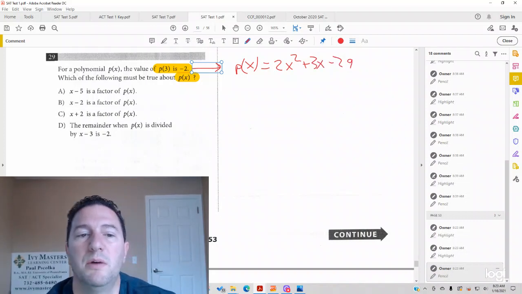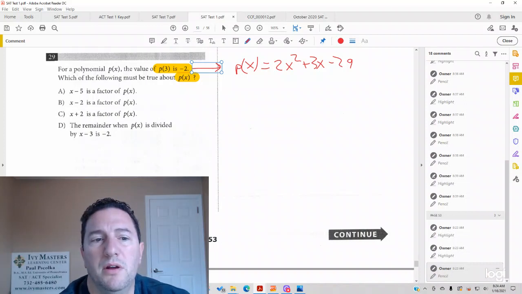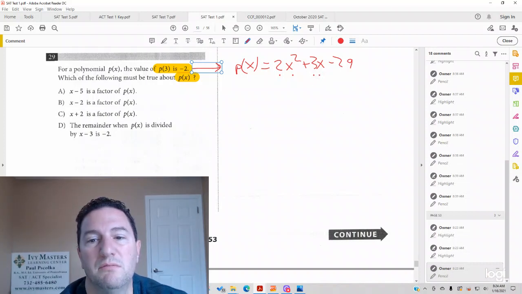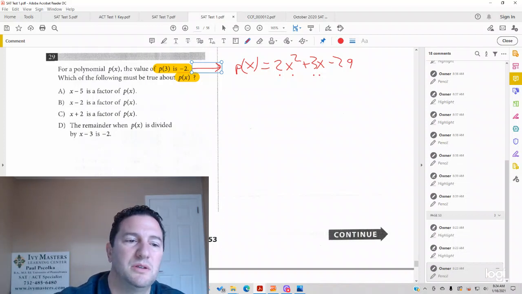Now, where did I come up with that? Well, when I plug 3 in here, I get -2. So if I do 3 squared here, I get 9. 9 times 2 is 18. 3 times 3 is 9. 18 plus 9 is 27. Minus 29 will give me -2. So it works there. And then I could test this out with the answer choices.